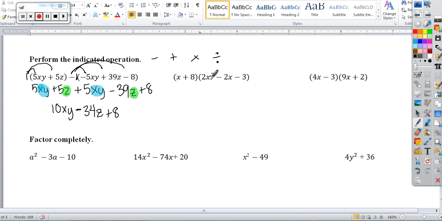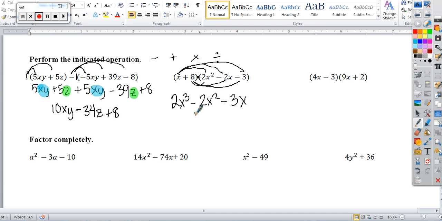Okay? Going to the next one here, this is a multiplication. So we are going to distribute. We're going to multiply the x in the binomial times everything in the trinomial. Come back and do the positive 8 times everything. And then combine like terms again. So we get 2x cubed minus 2x squared minus 3x.